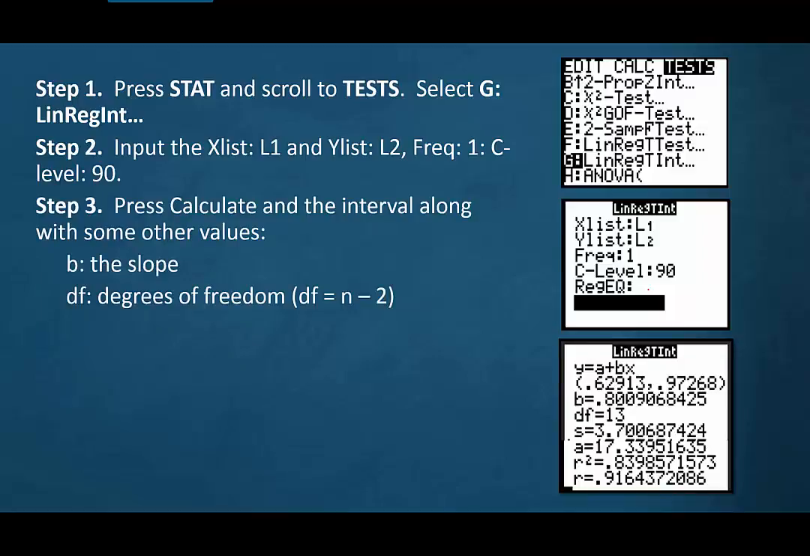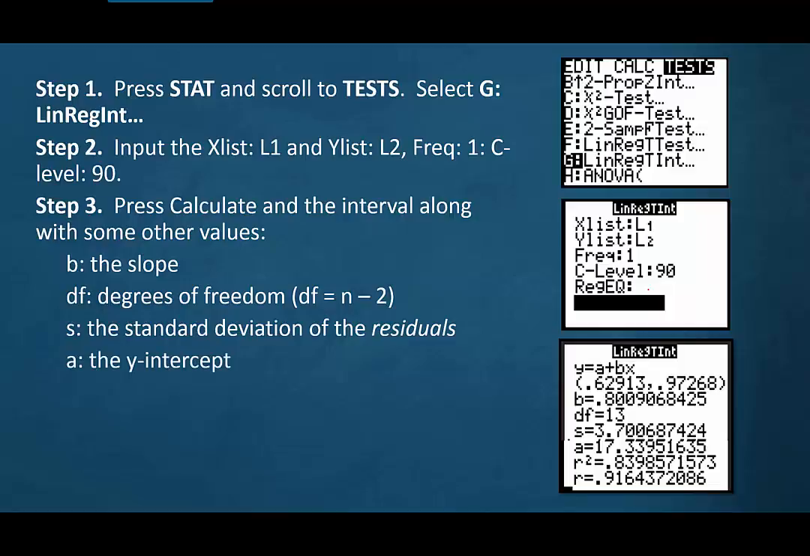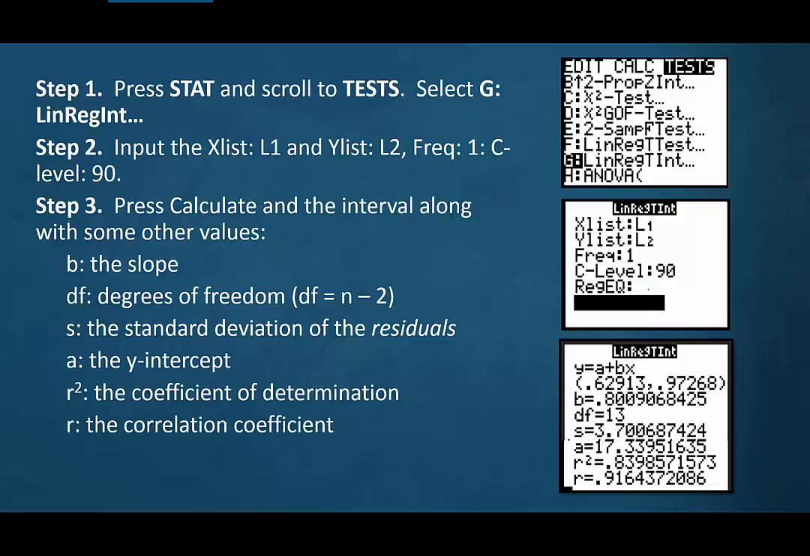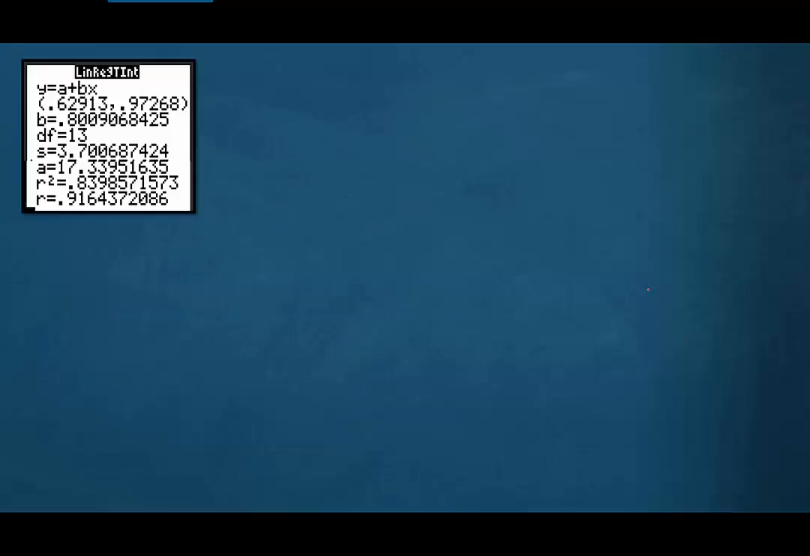And briefly, we're given the slope, that b, the 0.8. We're given the degrees of freedom. We had 15, so df is going to be 13. We're given s, which is the standard deviation of the residuals. We're given a, which is the y-intercept. We're given r squared, the coefficient of determination, and r, the correlation coefficient.